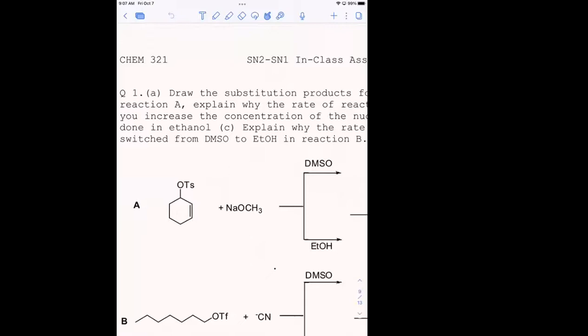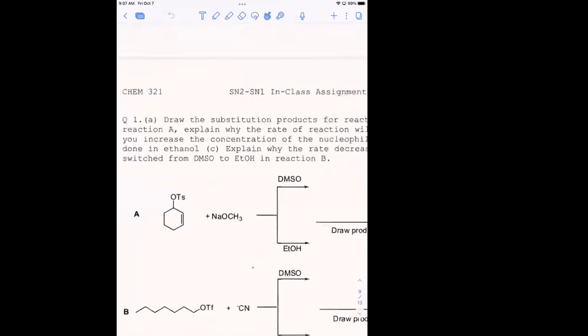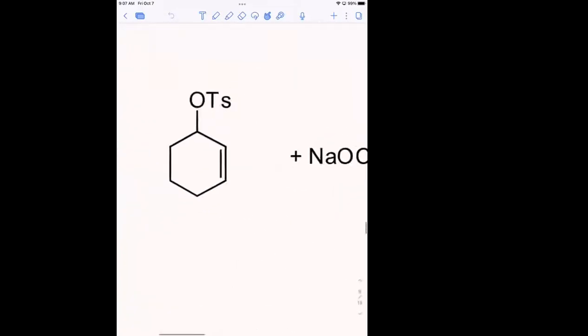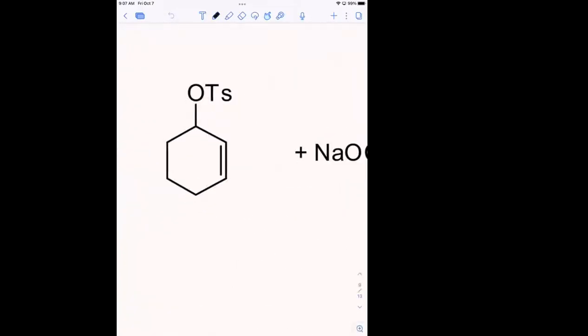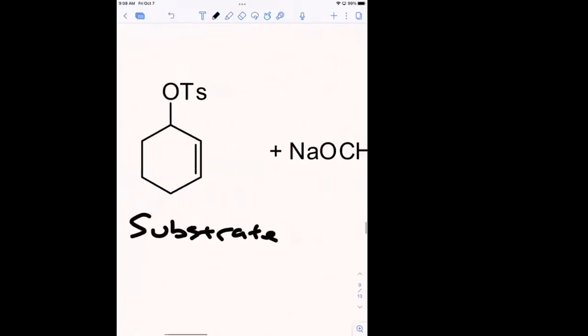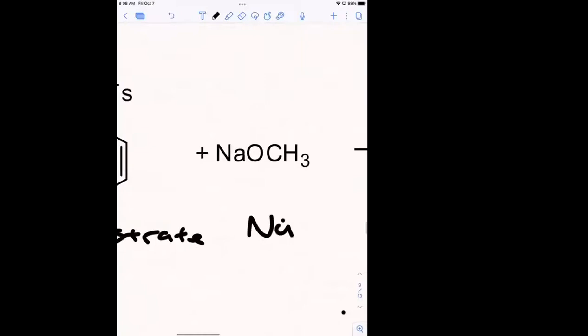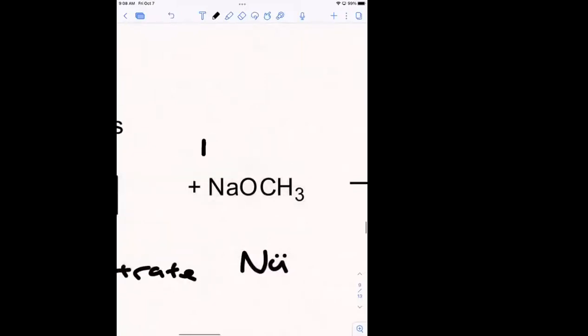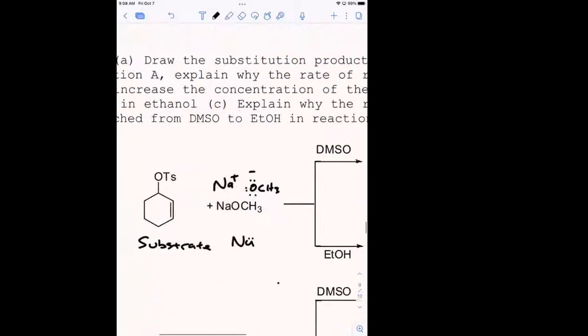Anybody? Right, what would the product look like? If this is my substrate, this is my nucleophile. Keep in mind, sodium does not participate. It's a counter ion. But that's actually a salt. What's the product going to look like?